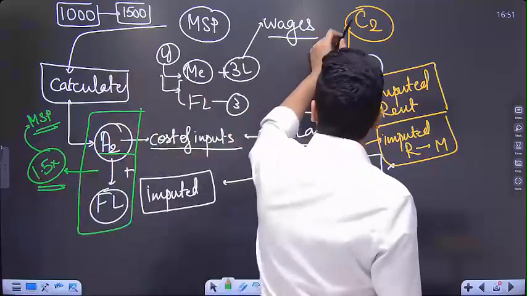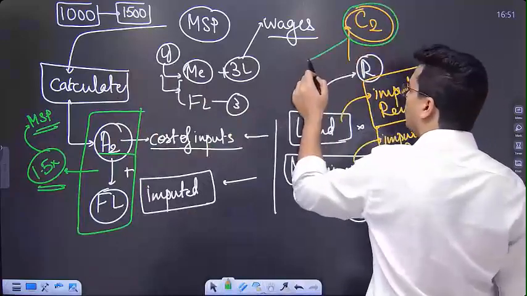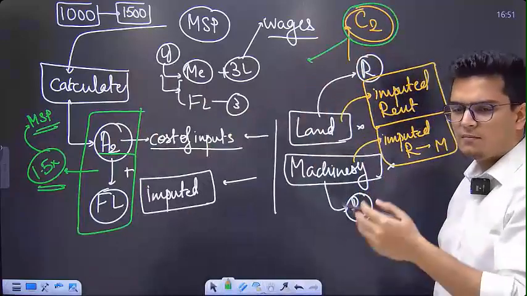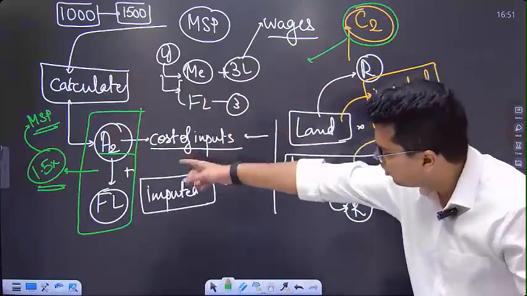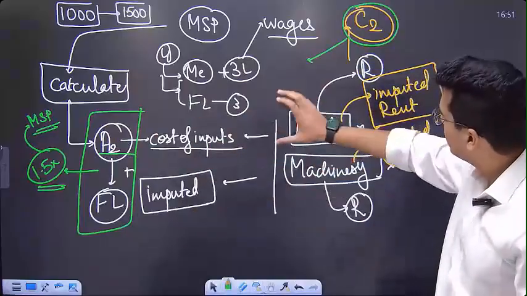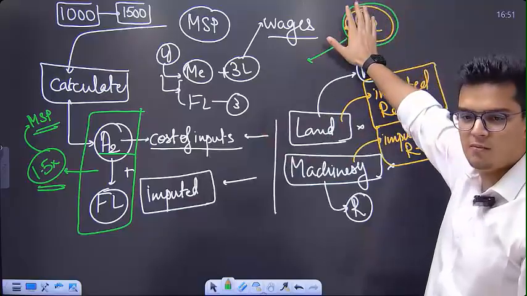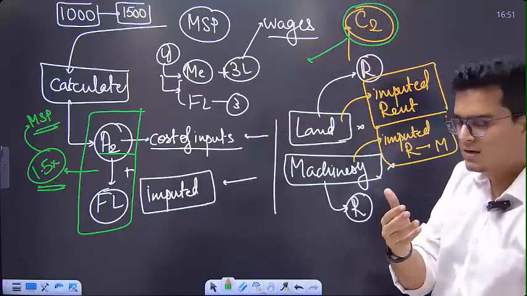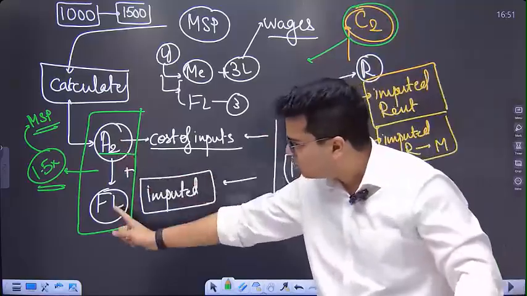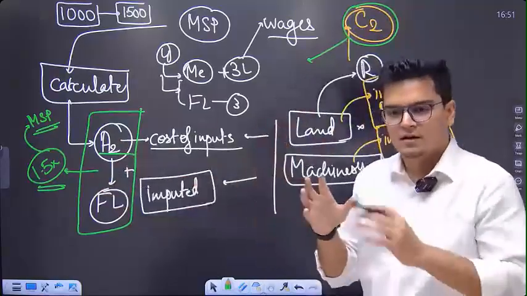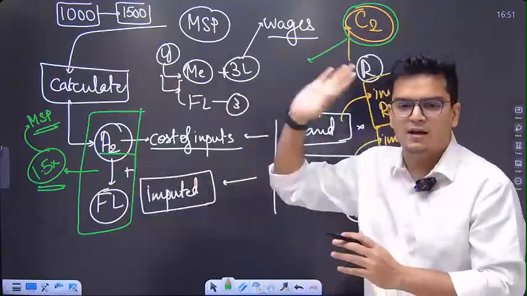This C2 has been the demand of various farmer organizations that along with FL also add these two and go to the C2 formula. We currently do not agree to the C2 formula as far as government policy is concerned. Government policy accepts A2 plus FL into 1.5. This is how you calculate MSP.